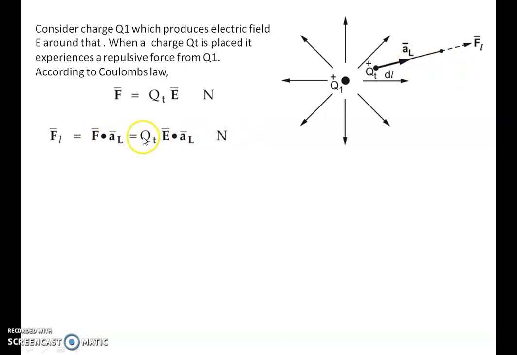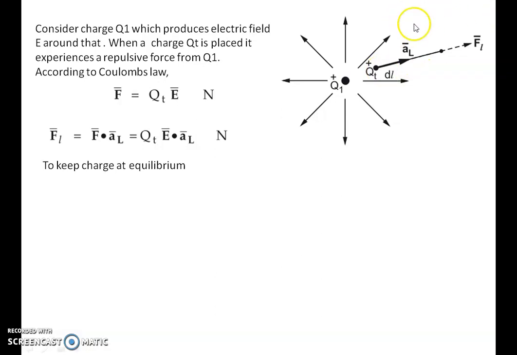So what is F here? F is Qt into electric field intensity. So substituting that, you will get F_L is equal to Qt into E dot a_L cap. Now I want to find the work done to move Qt in the direction of dl.